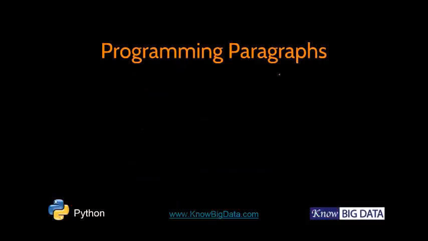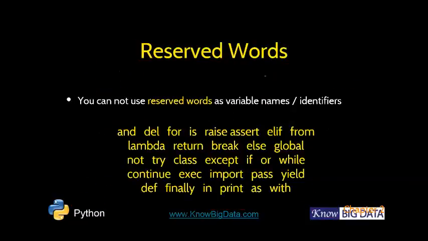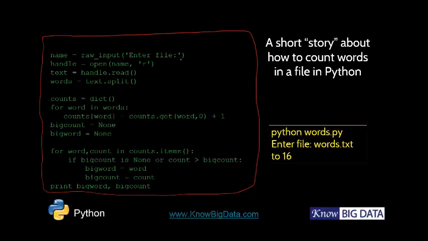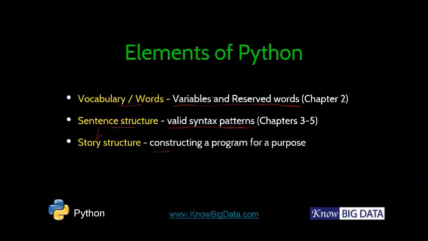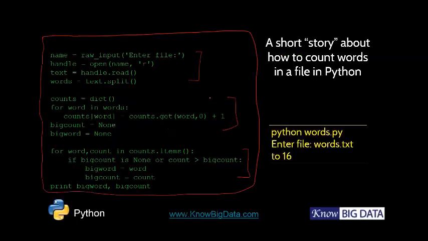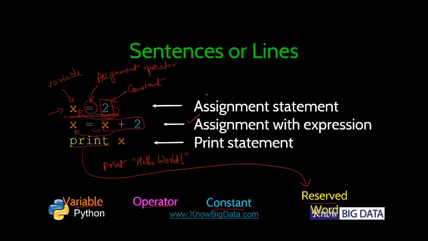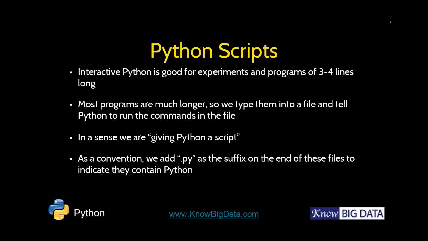What are paragraphs? Paragraphs are this. Now you have a set of statements. These are a set of statements which form the story or the program you are trying to build. So we just saw the basic elements of Python: words, sentences, and the story. This is a story, these are the words, these are the sentences. And we also saw how and when you use the interactive shell.